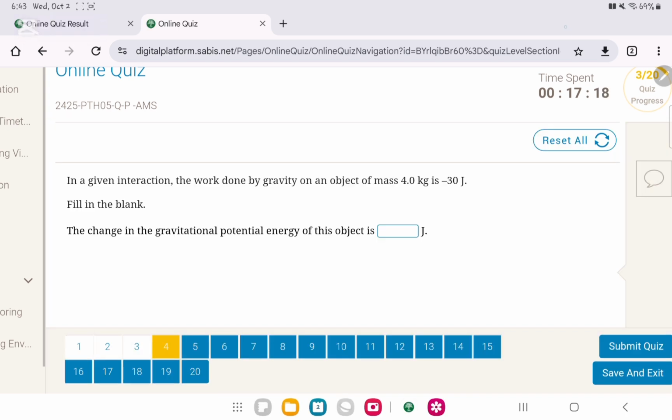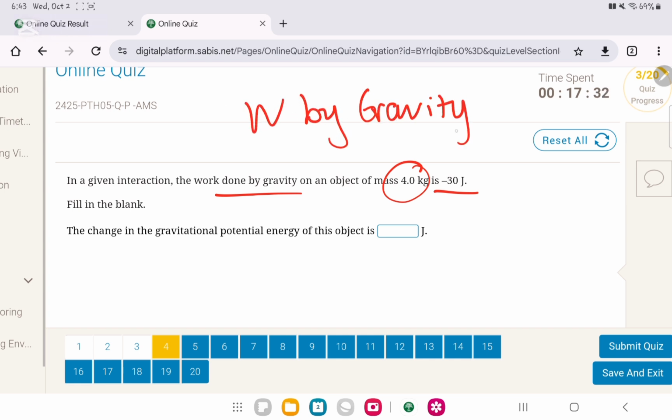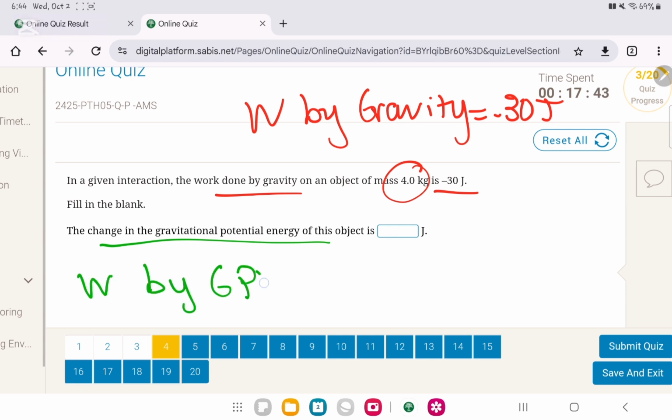Question number 4. In a given interaction, the work done by gravity on an object of mass 4 kg is negative 30 joules. So the work by gravity is equal to negative 30 joules. They're asking, what is the change or the work in the gravitational potential energy? They're asking, what is the work by the GPE? If you remember in the first question, we said that the GPE or the EP, they're the same thing, just different representations, is equal to minus of the work done by gravity.